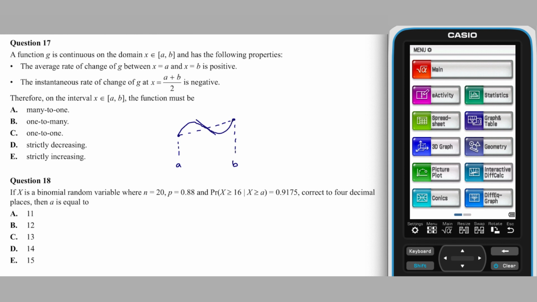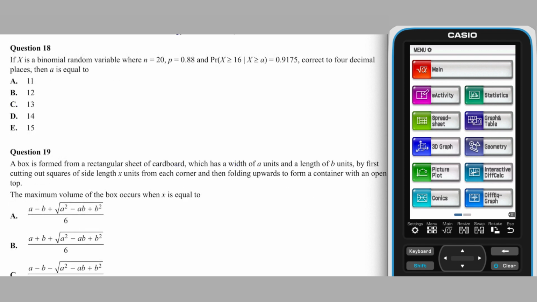There are many possible shapes that fit this information, but they will all have to feature a turning point in order to fit the facts. As such, the function must be many to 1. Based on this thinking, the answer is A. Question 18. In this question, we are given the parameters n and p for a binomial random variable, and are provided with this conditional probability statement.